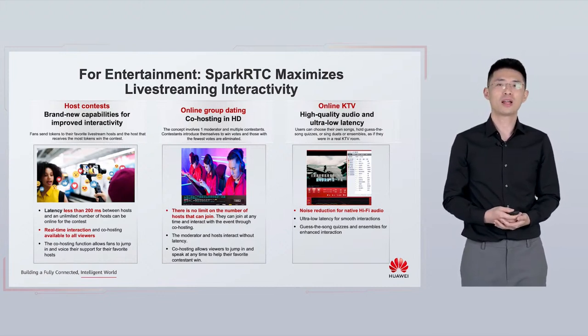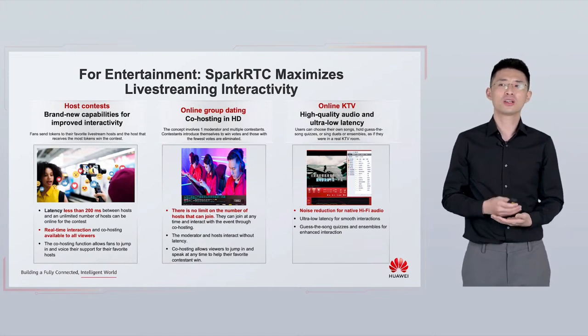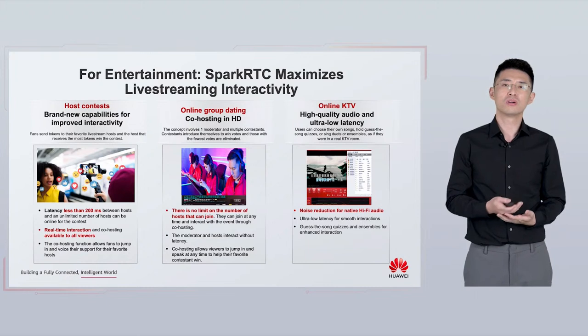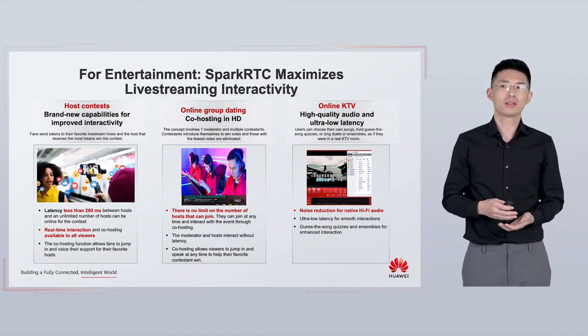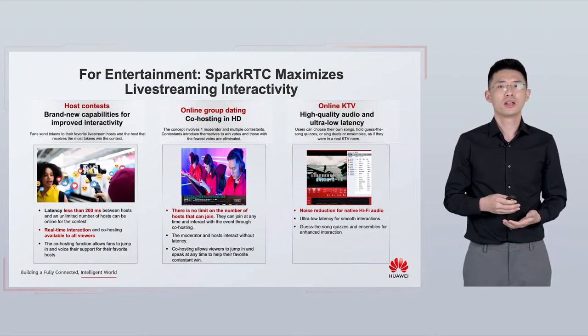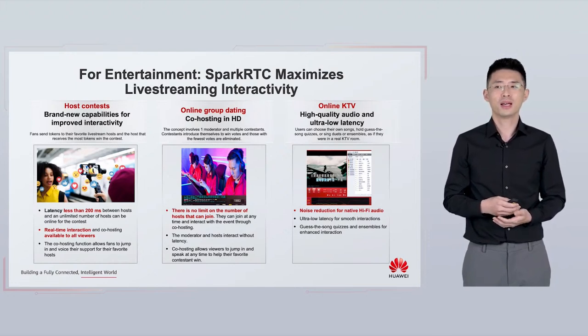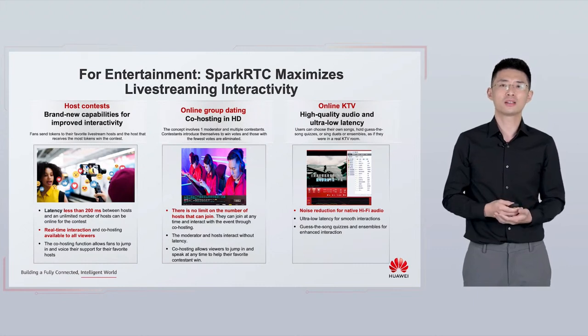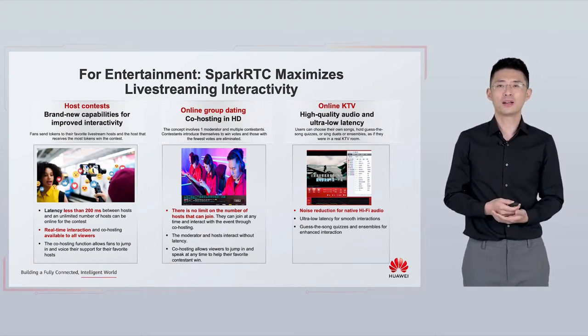And the third scenario is online KTV. Online KTV needs high quality audio and ultra low latency. The latency must be under 100 milliseconds, so when fans or hosts sing a song, they have a better experience. Because online KTV needs a quiet environment, noise reduction is very important. Spark HDC supports voice noise reduction for native hi-fi audio. Guests can also join in, and the hosts and the fans can sing a song together. The latency can be under 80 milliseconds.